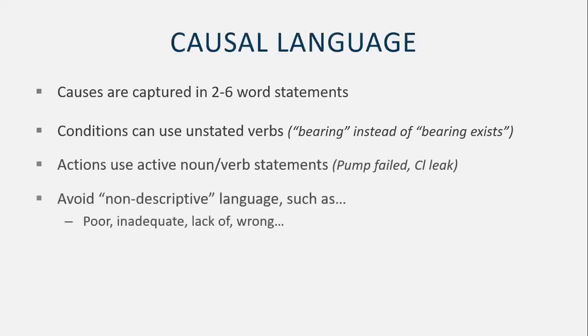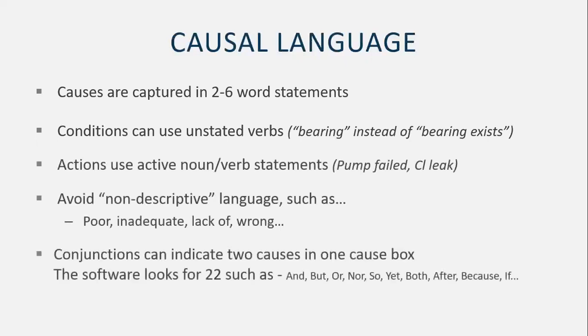And we want to avoid nondescript language. Words like poor, inadequate, lack of, these are all subject to interpretation by different people. And conjunctions might indicate we have 2 causes in one cause box. So if you see words like and, but, or, take a good hard look, and if they are indeed 2 causes in one box, you'll want to break those out and put them in their separate boxes.